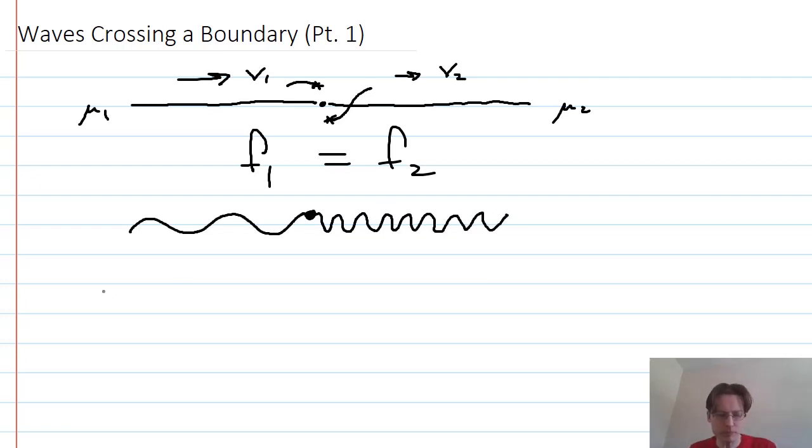Like so. So the frequency stays the same, but f is equal to v over lambda. So this is v1 over lambda 1 is equal to v2 over lambda 2. So when the speed gets smaller, the wavelength gets correspondingly smaller in order that the frequency stays the same on both sides.